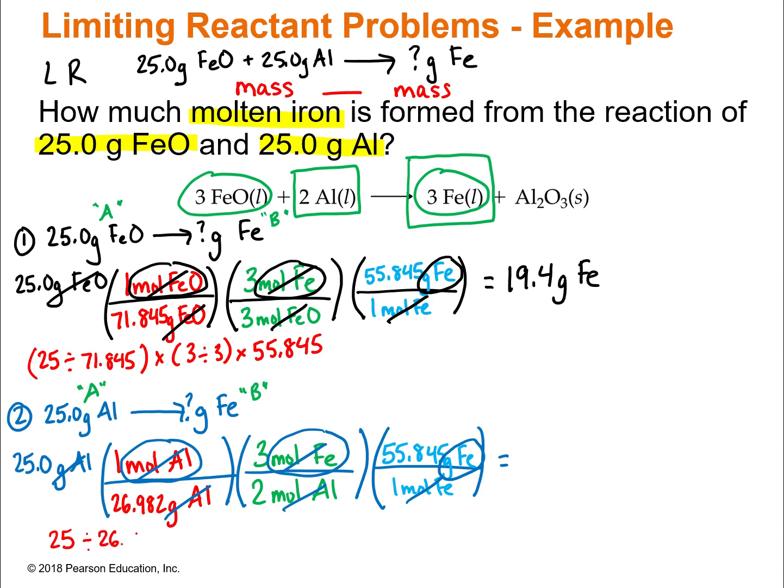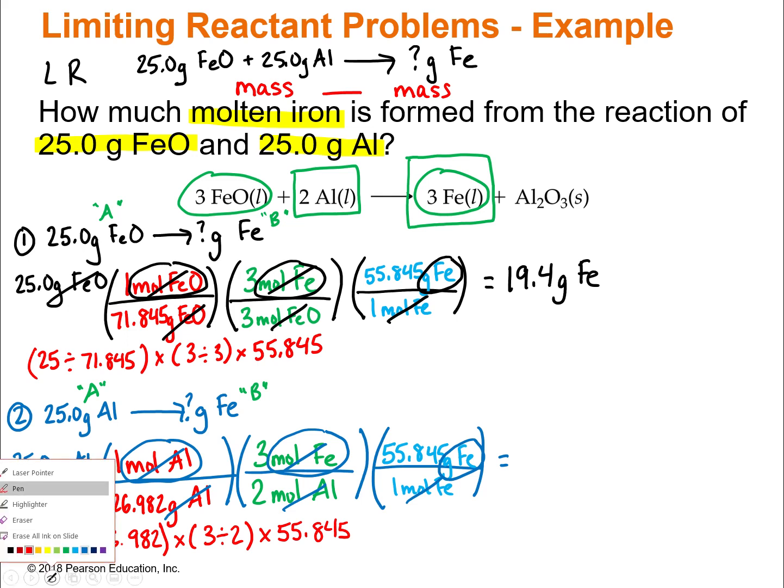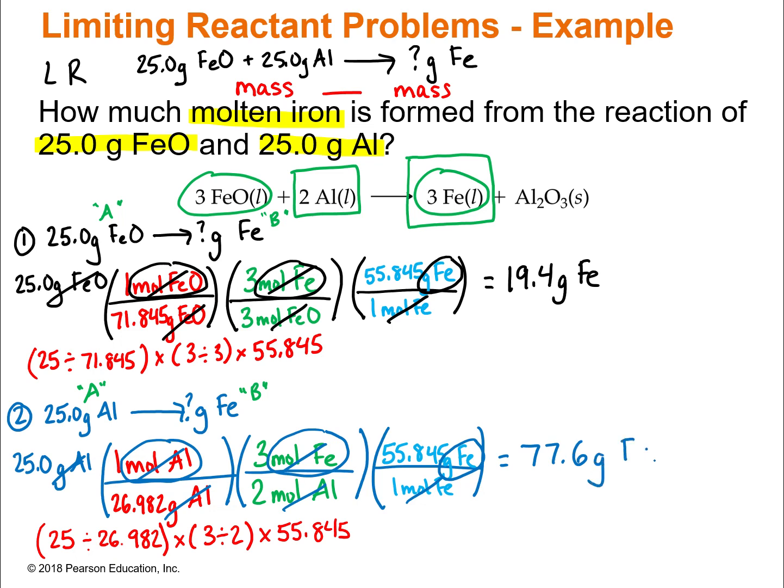In your calculator, this is what you'll put. Always use parentheses. They are your friends. When you put all of that into the calculator, you get 77.6 grams of iron. But we're still not done, because we need to determine which one of these will actually make.